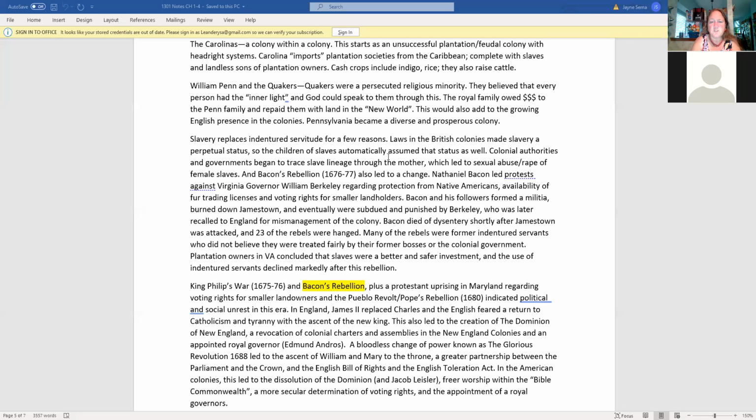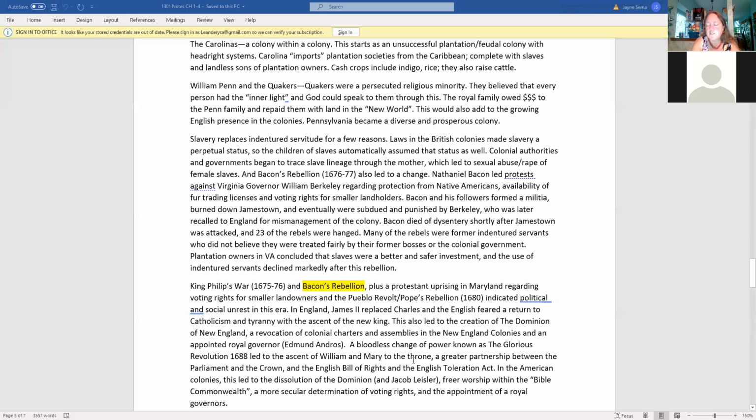So colonial authorities will begin to trace slave lineage through the mother. That way, if the father is the slave owner, there's no claim of freedom, that sort of thing. And if for some reason the father who was a slave gains his freedom, he can't say, well, I'm free, therefore my child should be free. So tracing slave lineage through the mother and not recording the name of the father is going to ensure that the children of slaves don't have any legal status, essentially. And it does lead to more sexual abuse and rape of female slaves.